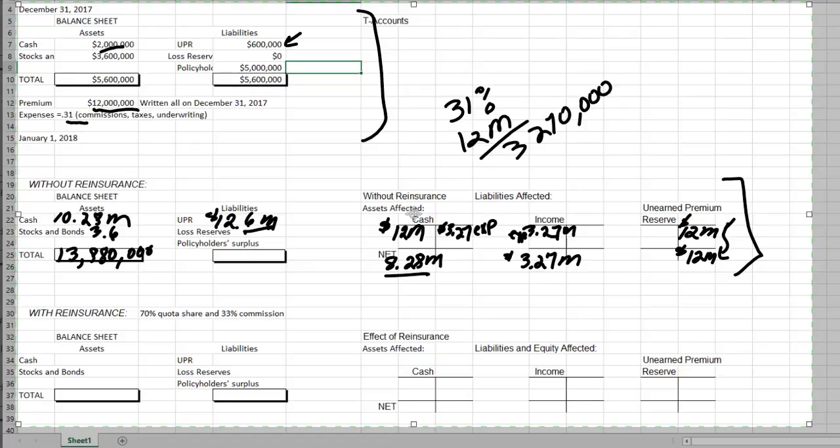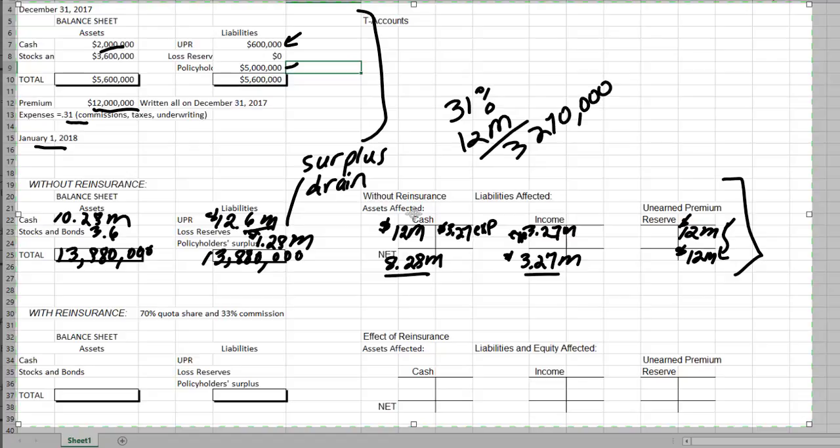Loss reserves don't change because, again, we're assuming really no time has passed, even though one day has really passed, but we're ignoring that. And our policyholder surplus goes down from $5 million, subtracting $3.27 million, to $1.28 million. And so that really causes a surplus drain because of those expenses and not being able to recognize our earned premium yet. And again, we have 13,880. And I apologize, all of this is not fitting in there very well, but you can see the numbers.